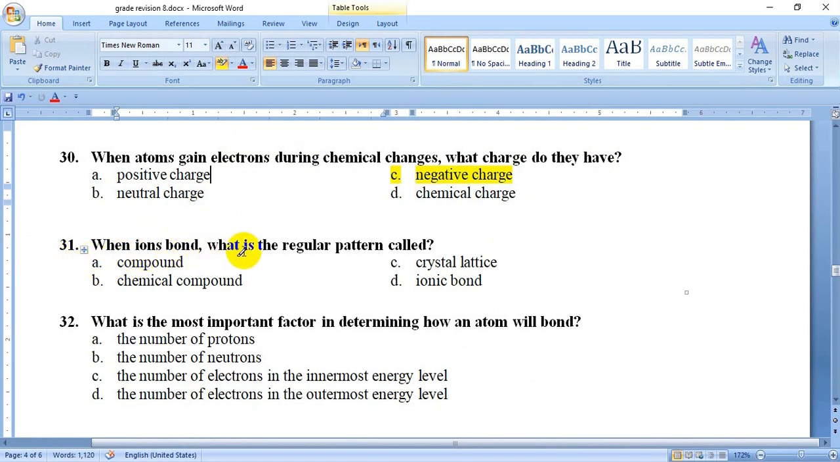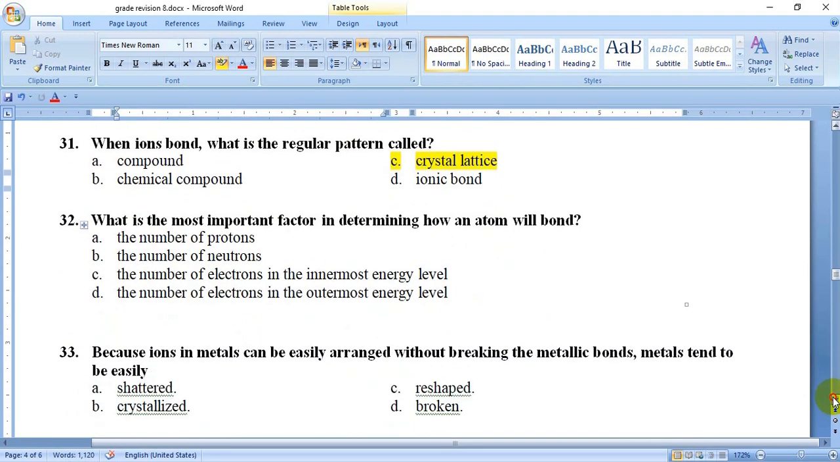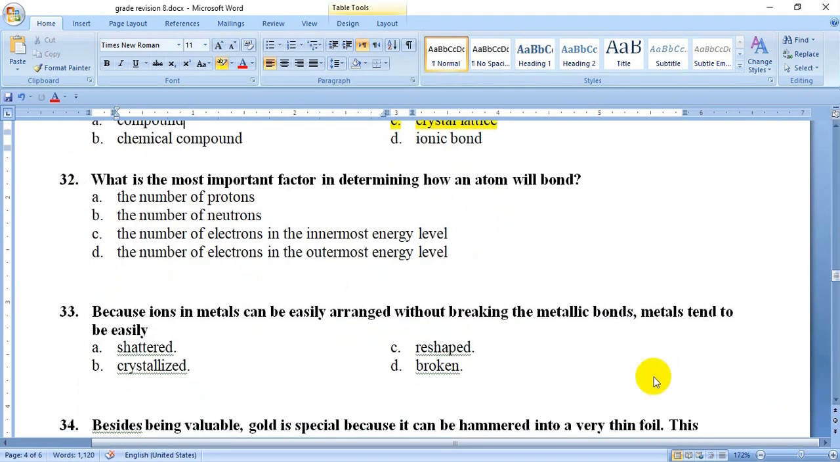31. When ions bond, what is the regular pattern called? As we said, in ionic bonds, ions form a 3D shape called a crystal lattice. C. 32. What is the most important factor in determining how an atom will bond? What decides if the atom will gain or lose electrons or share electrons? The number of protons, the number of neutrons, the number of electrons in the innermost energy level, or the number of electrons in the outermost energy level? Yes, the answer is letter D.